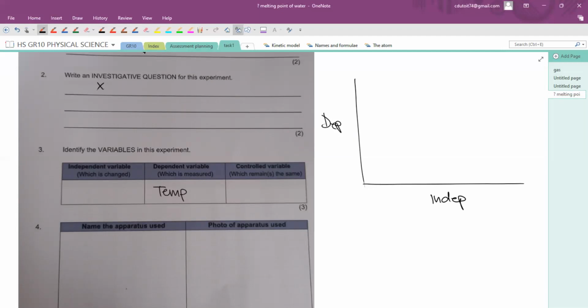I don't know actually, to be honest, what you're going to do here. The independent variable is which change. This is time, isn't it? Time changes, or is the temperature changing? Which one are you going to use as independent? And controlled. What is a controlled variable? That which remains the same. We'll have to come back to this because I'm not sure what you're going to do with this experiment.